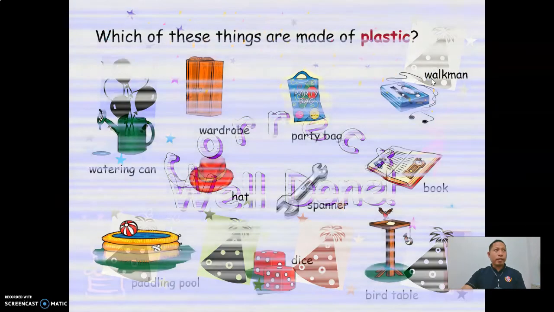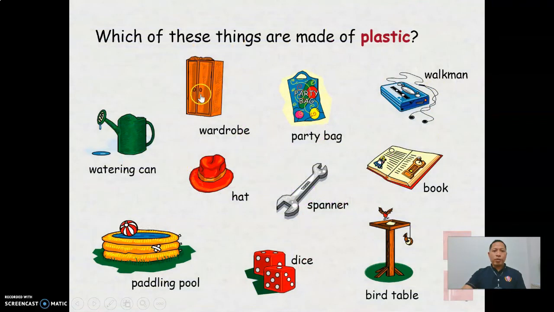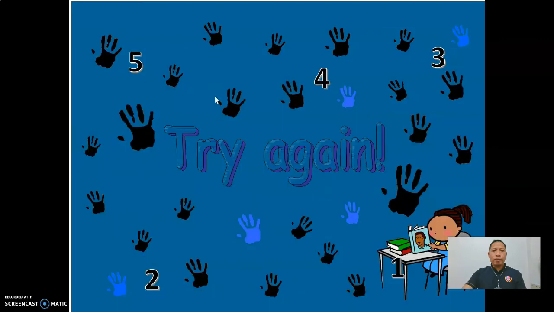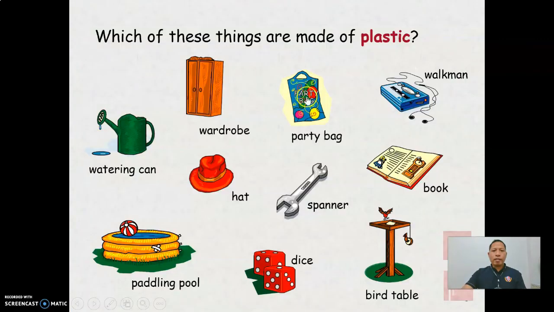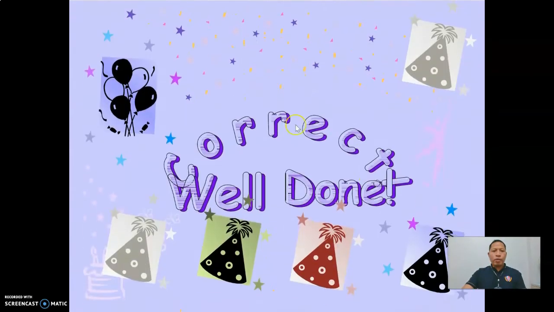Good job. Next. How about the wardrobe? Made of plastic? Yes or no? Okay, if you want to answer yes, do like this. If you want to answer no, do like this, okay? Wardrobe, 3, 2, 1, go. Okay, next, a party bag. Is it made of plastic? Yes or no? 3, 2, 1. Good job.